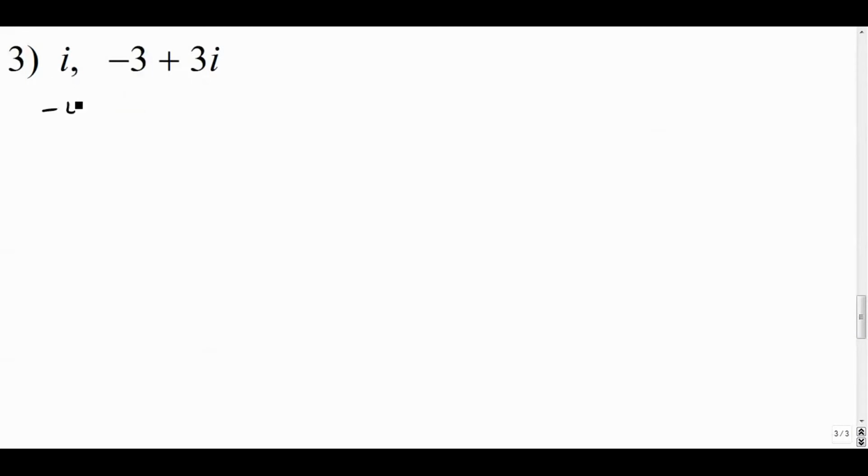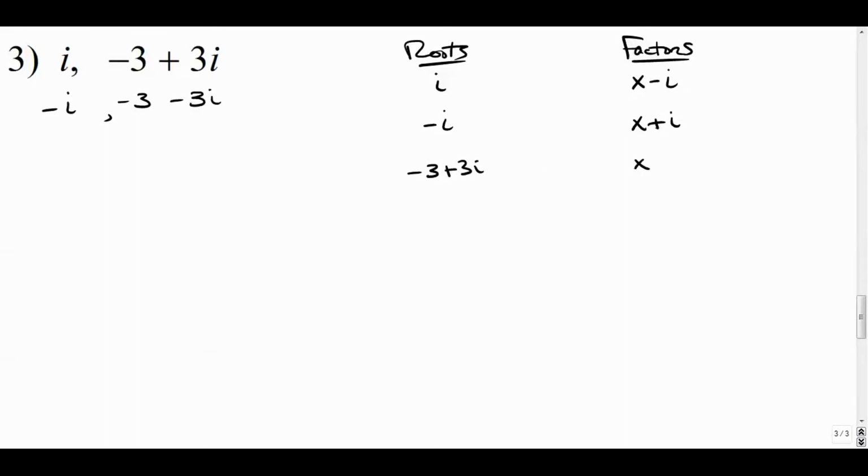So these are our roots. If i is a root, negative i is a root. If negative 3 plus i is a root, negative 3 minus i is a root. So let's make a connection here between roots and factors again. Our root i gives the factor x minus i. If our root is negative i, this is x plus i. Negative 3 plus 3i gives x plus 3 minus 3i. Negative 3 minus 3i gives x plus 3 plus 3i. So the connection is x minus the root every time.